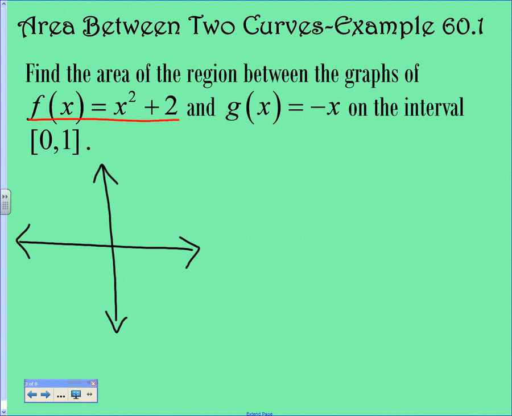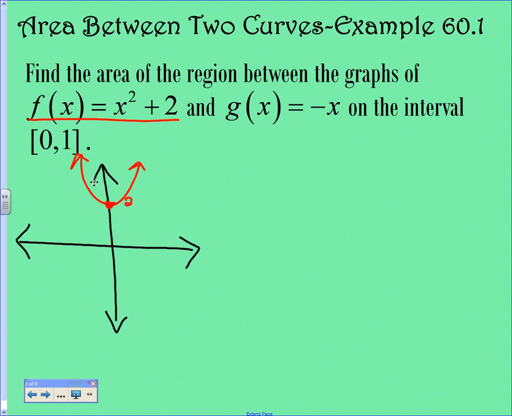What does x squared plus 2 look like if you graph it? And where would your parabola vertex be? Here. And this is a 2. Okay.